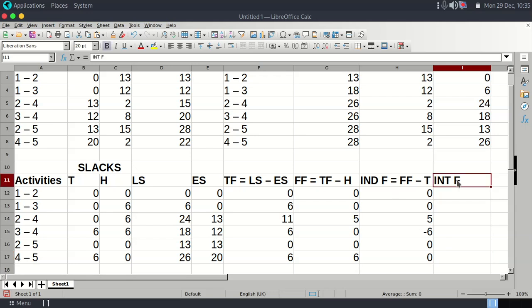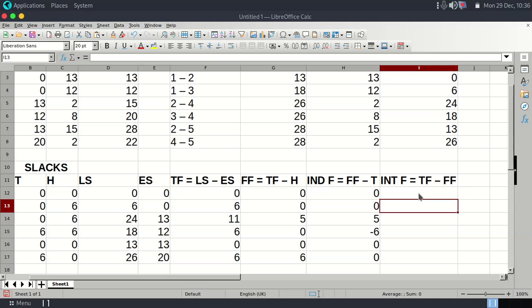Now what about the interference float? Interference float is equal to total float minus free float. Since we are saying total float minus free float, this is our total float, and as we can see, this is our free float.